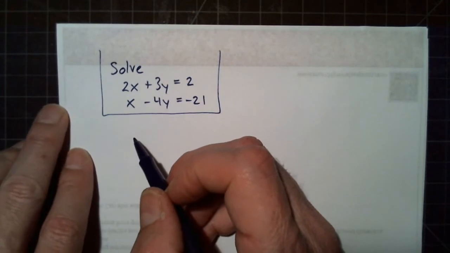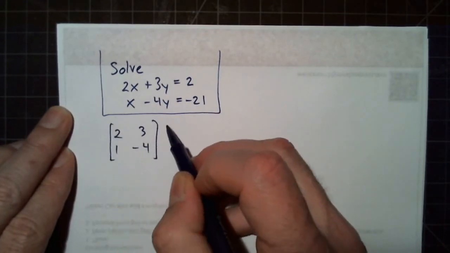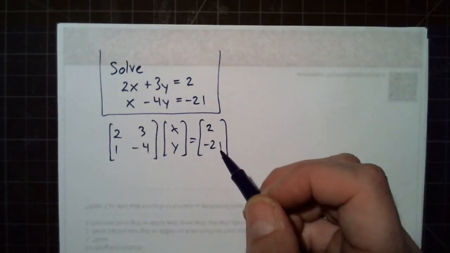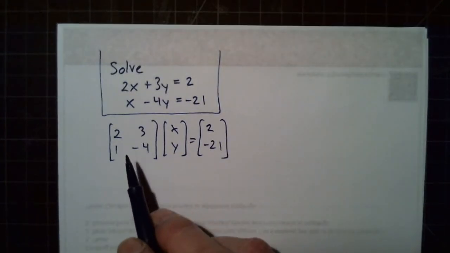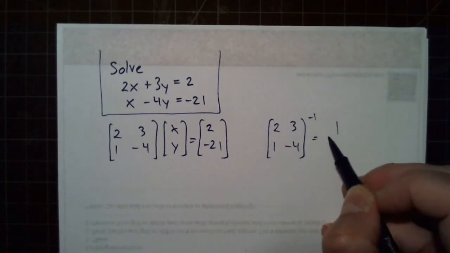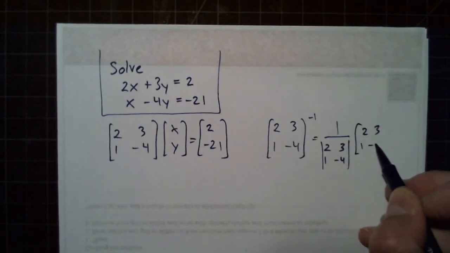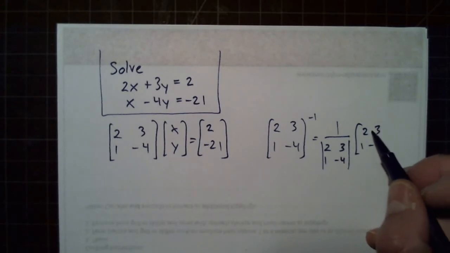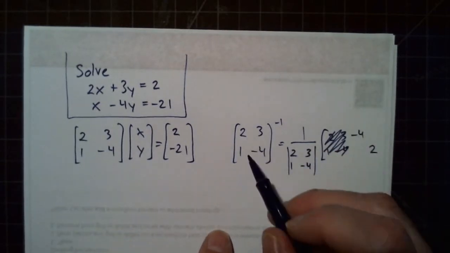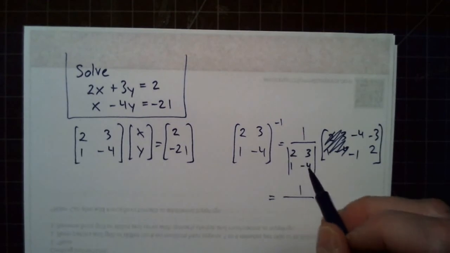Alright, let's write it as a matrix equation. So that's 2, 3, 1, negative 4. And we know we're going to need the inverse of this, so let's go ahead and find the inverse. Oops, I have to switch the order on that. So that's going to be negative 4, 2, and then switch the signs there. Negative 8 minus 3.